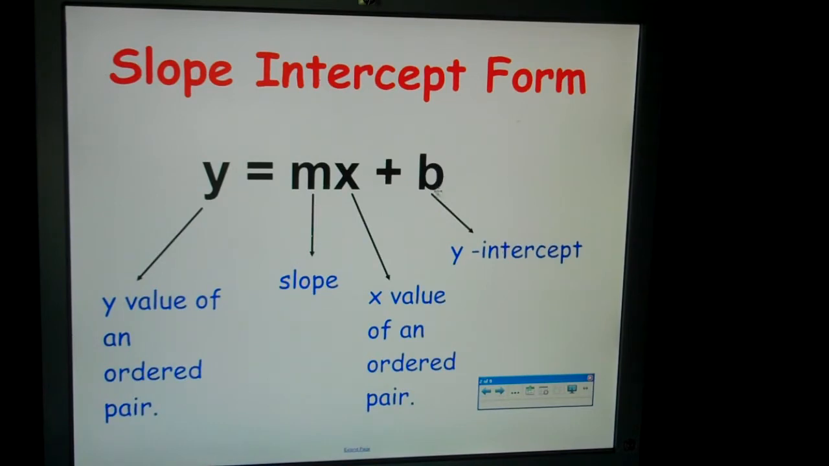Y equals mx plus b. So please make sure you have this down. Y would be the y value of an ordered pair, m is the slope of the line, x is the x value of an ordered pair, and b is the y-intercept, where that line is going to intersect at the y-axis. Okay? So please take a minute. This is a very important formula. Write that down.